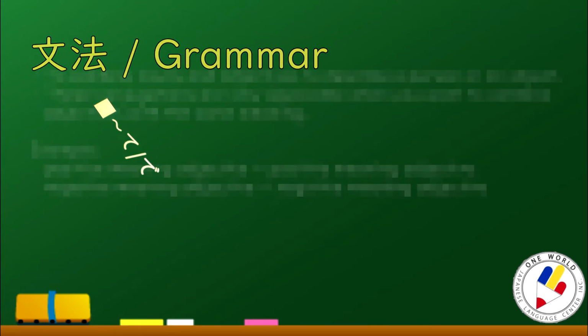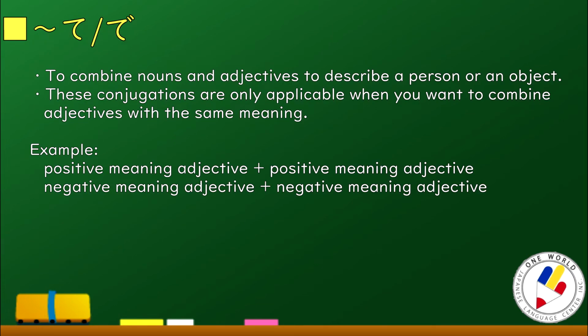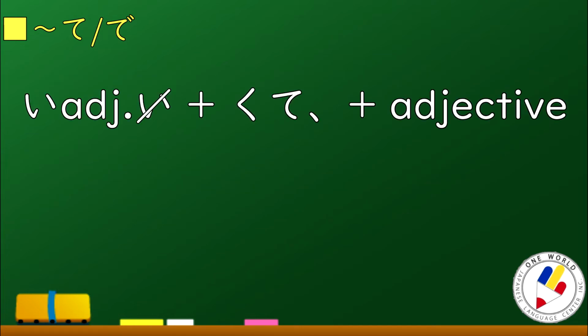Let's study combining nouns and adjectives to describe a person or an object. These conjugations are only applicable when you want to combine adjectives with the same meaning. Example, positive meaning adjective plus positive meaning adjective. Negative meaning adjective plus negative meaning adjective. Conjugation: I adjective plus adjective, remove I plus kute.